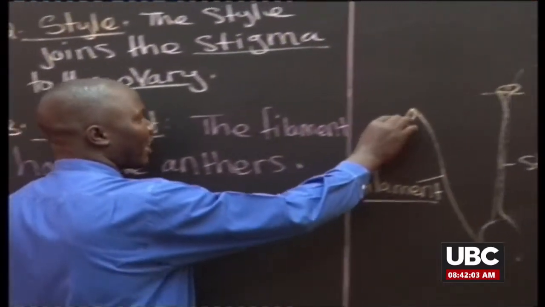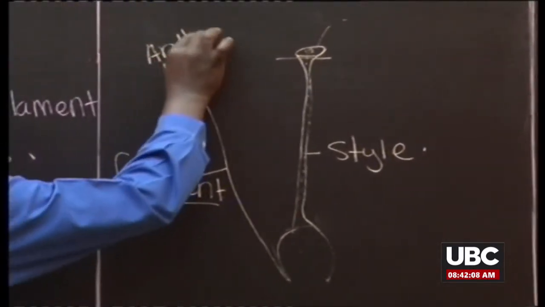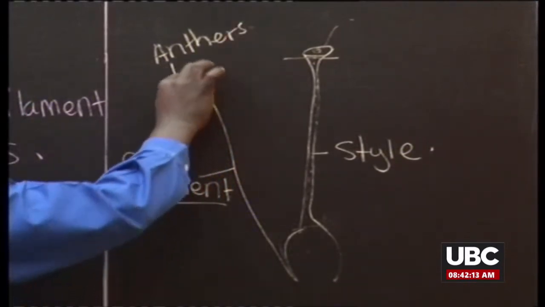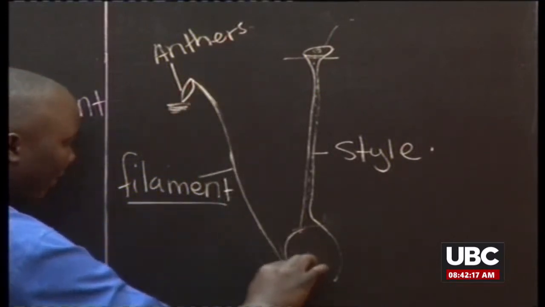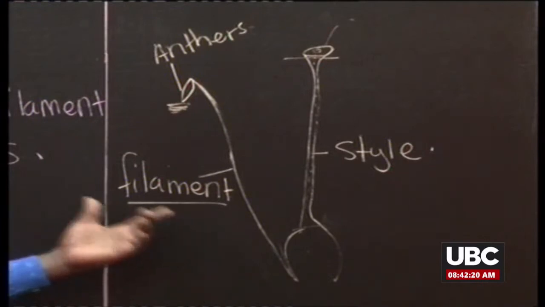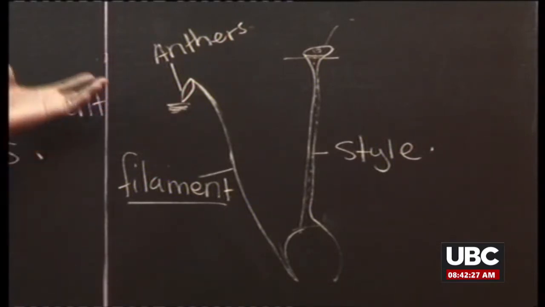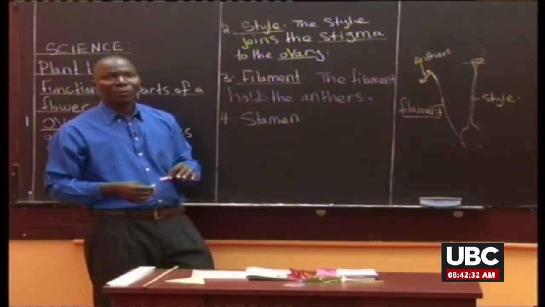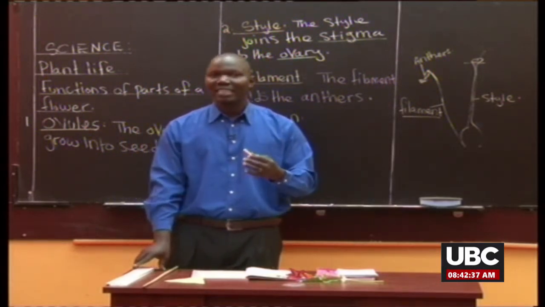Here you have your anthers. These are the anthers. The anthers are here, but we are having that tube going down. We are calling that part the filament. And what have we agreed? We are saying the filament holds the anthers up there. And then I wrote on the blackboard a word. Which word did I write? The word is stamen. Stamen.